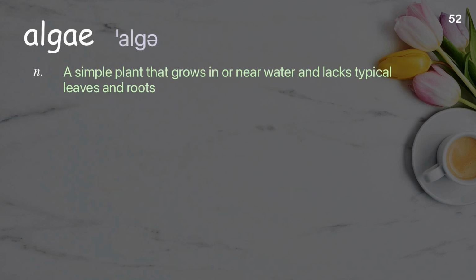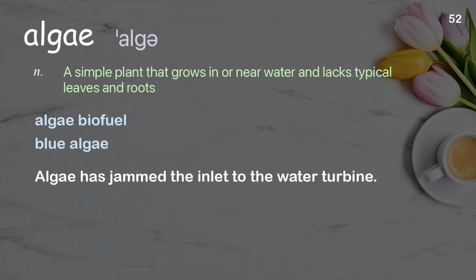Algae: a simple plant that grows in or near water and lacks typical leaves and roots. Examples: algae biofuel, blue algae. Algae has jammed the inlet to the water turbine.